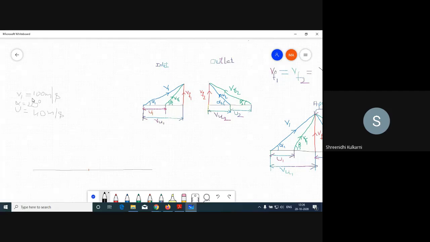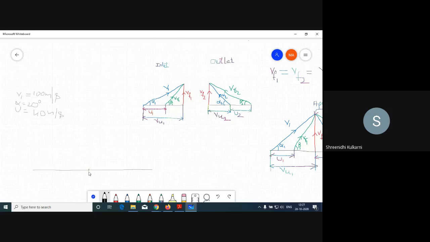We have to convert this because in your syllabus you don't have steam turbines. In steam turbines, we draw the velocity triangle by using the graphical method, the common base. This is only for your understanding; I'm explaining how to draw the velocity triangle here. Absolute velocity is 100 meter per second, alpha is 20 degrees, and the blade speed velocity U is 40 meter per second.